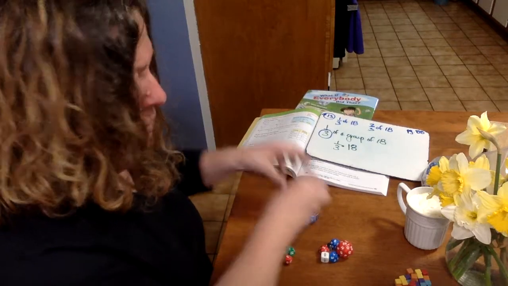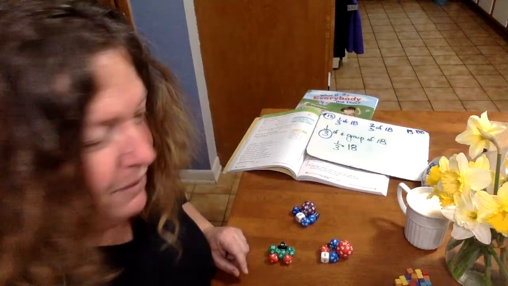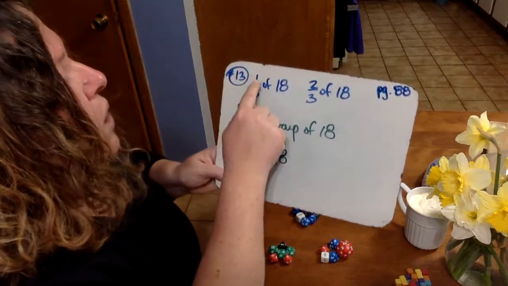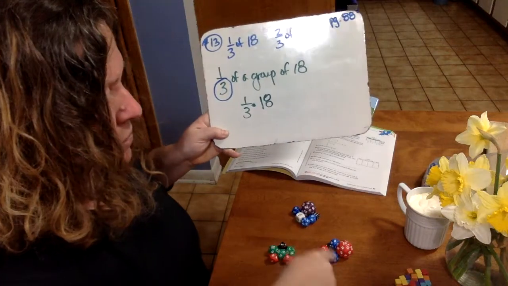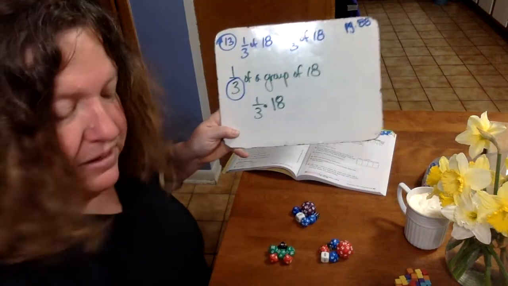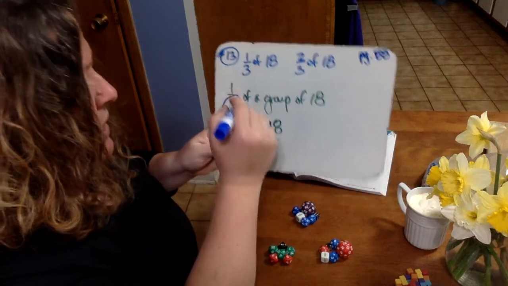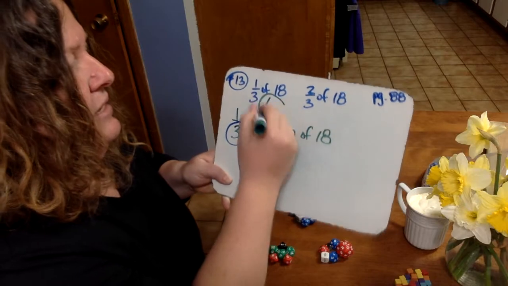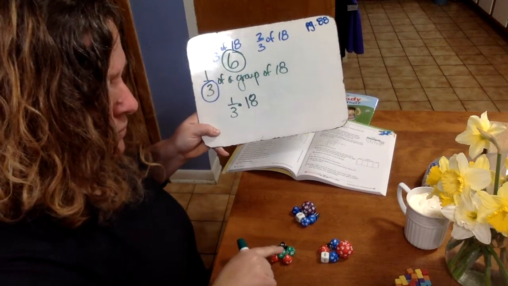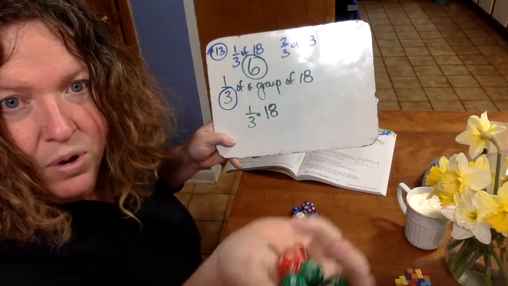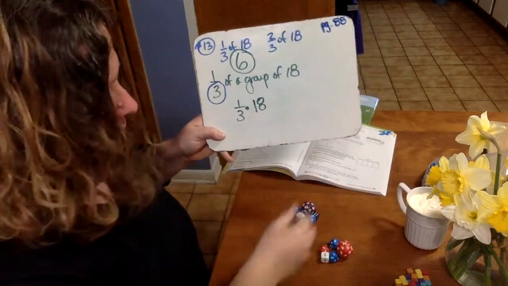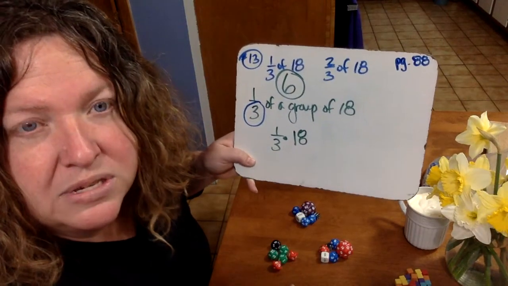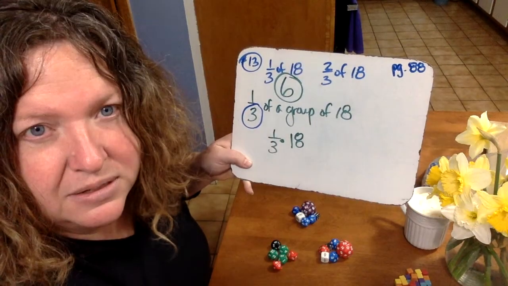Well, again, if you know a math fact that can help you, that's going to be really, really helpful. You know that there's 6 in each group. So we need 1/3, 1 out of the 3 groups of 18. How much is 1 out of the 3 groups of 18? Well, hopefully you're saying, well, that's easy. There's 6. 1, 2, 3, 4, 5, 6. I'm taking this one group out of 18. It's 6.